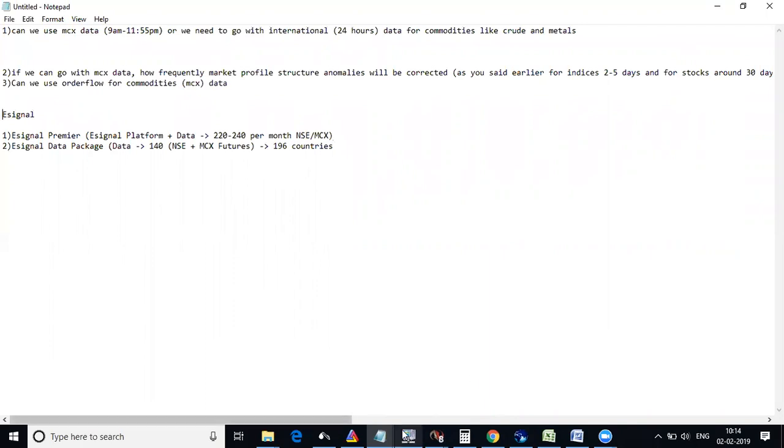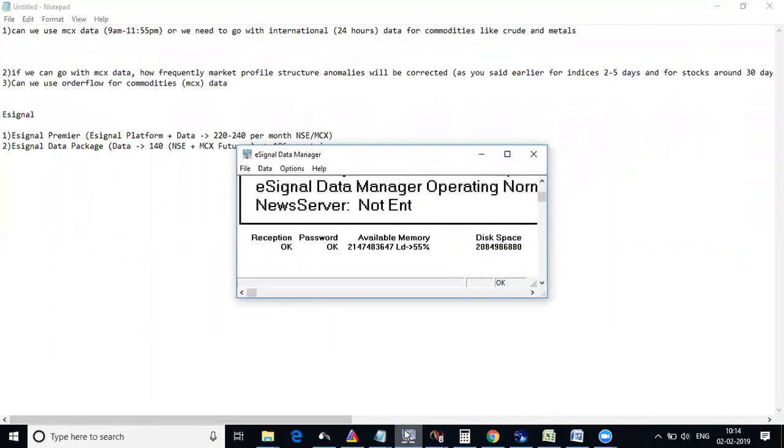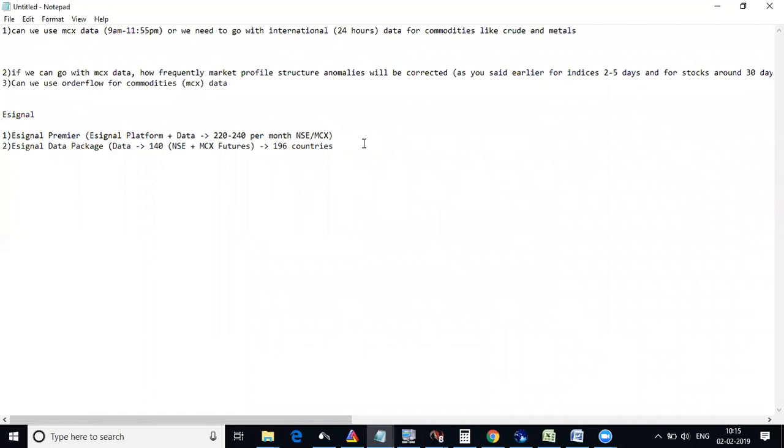I'm an eSignal user from 2013 to 2015, and till mid of 2016 I was using it. But lately, Global Data Feed started tick level information, right? So now again I started using eSignal just to observe what is the difference in the order flow.